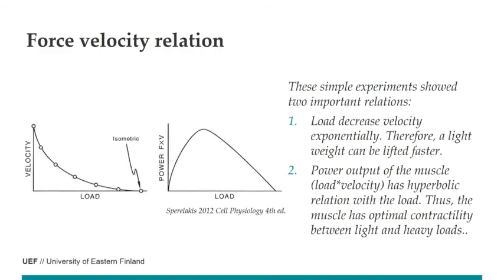And then the second thing is even more important. When you are multiplying the load and velocity, then you can get the power output of the muscle. And now you have a hyperbolic relation. So that's why you have optimal contractility at a certain weight for different muscles.